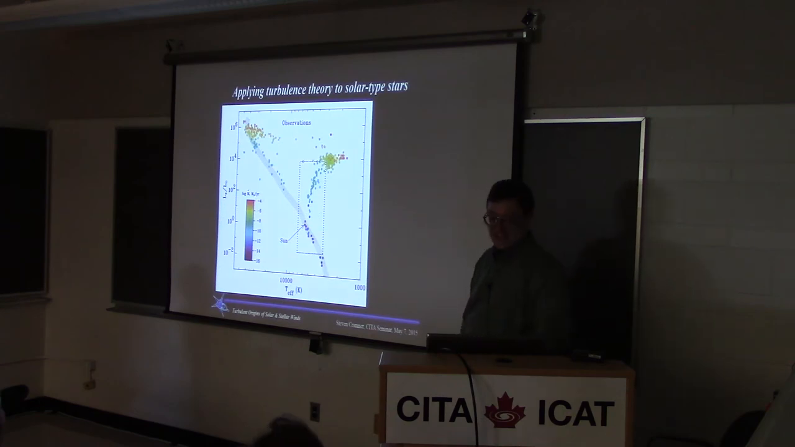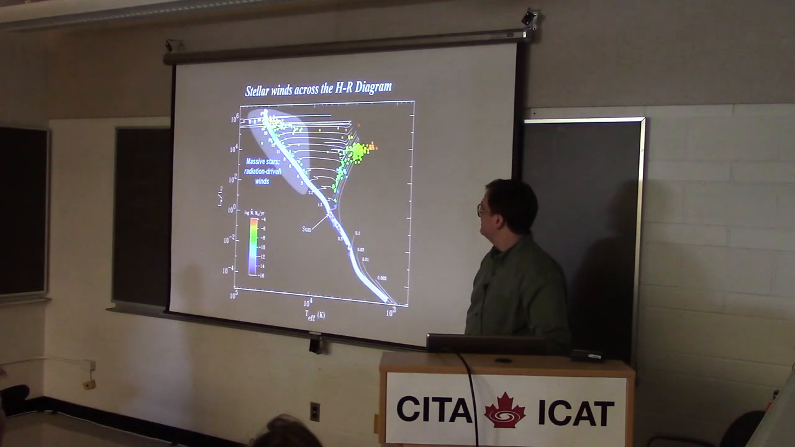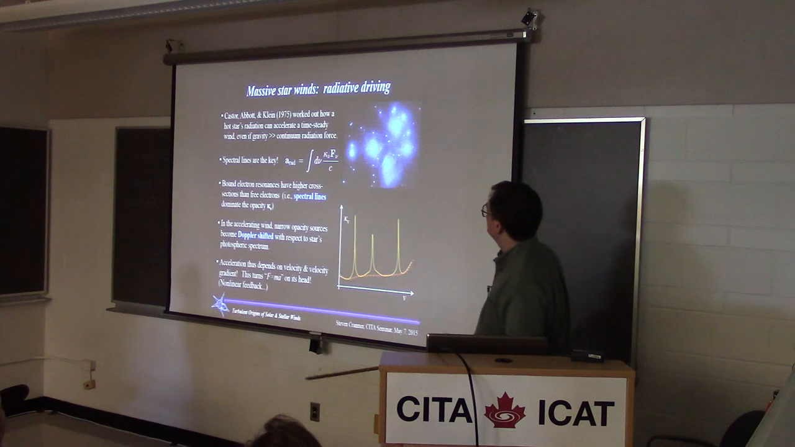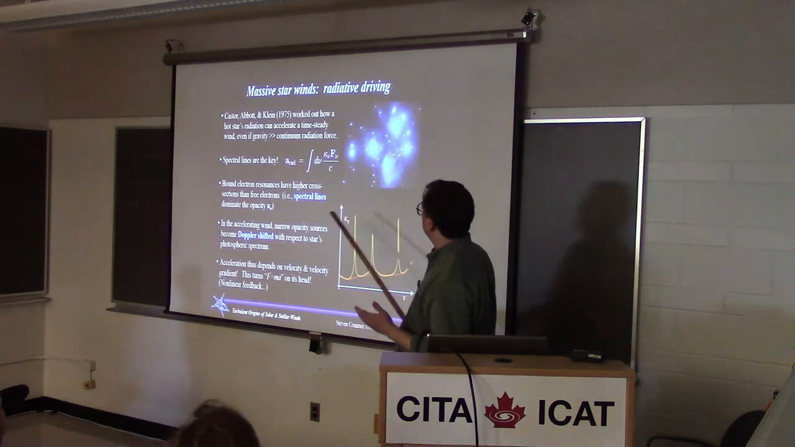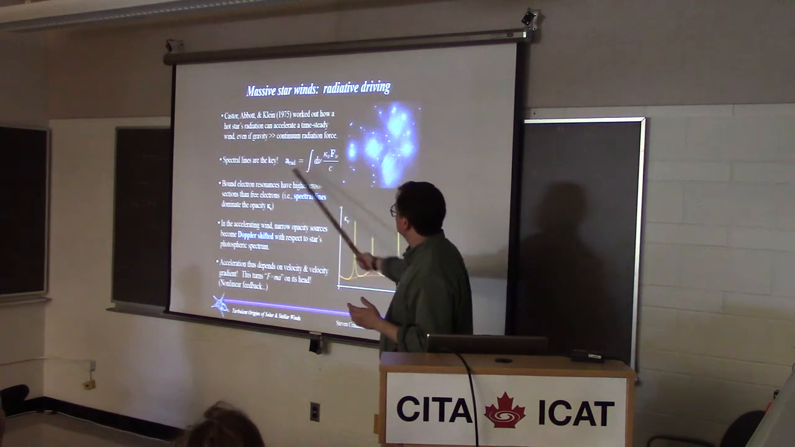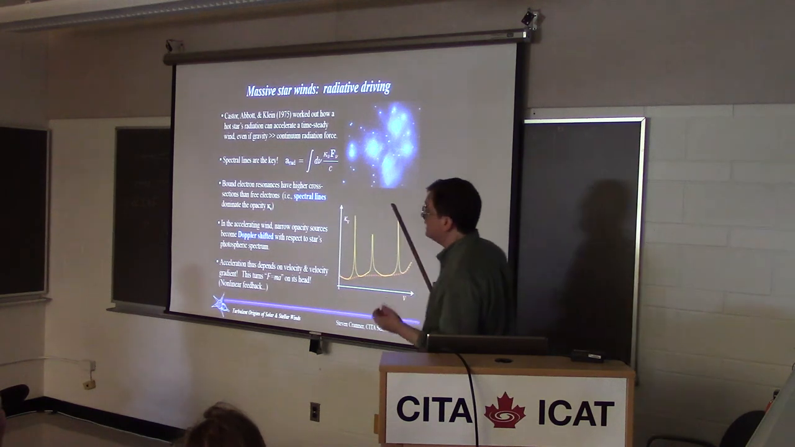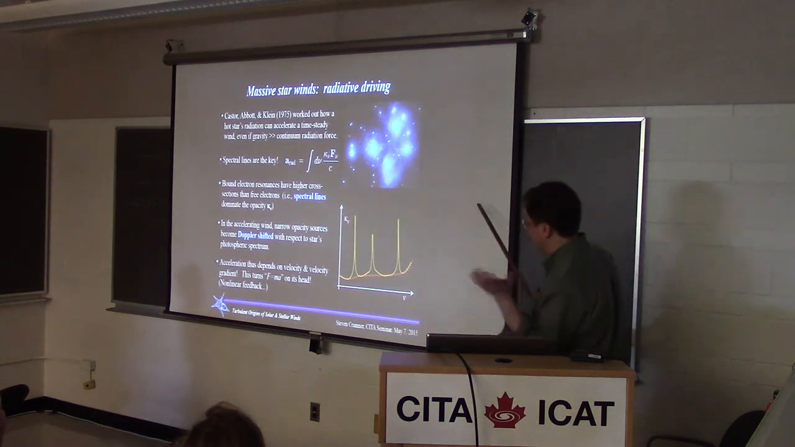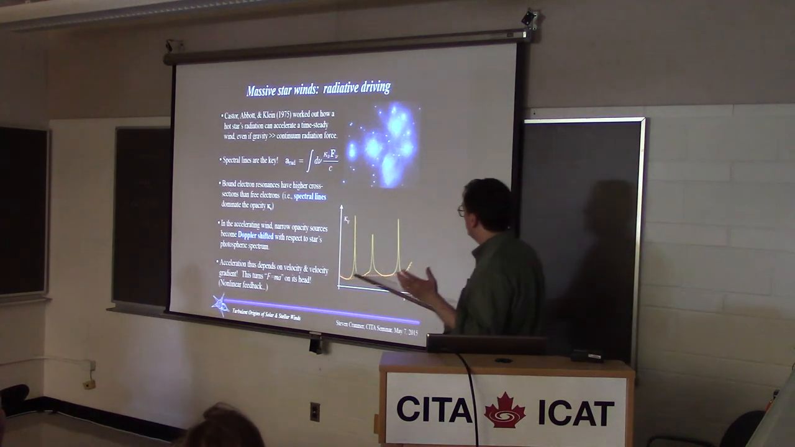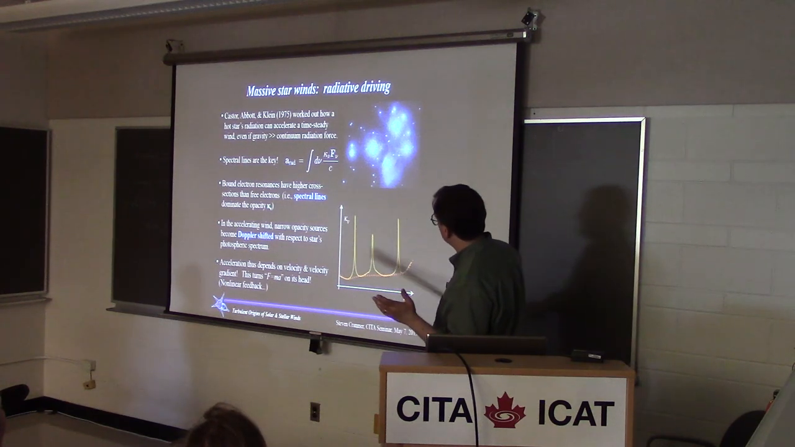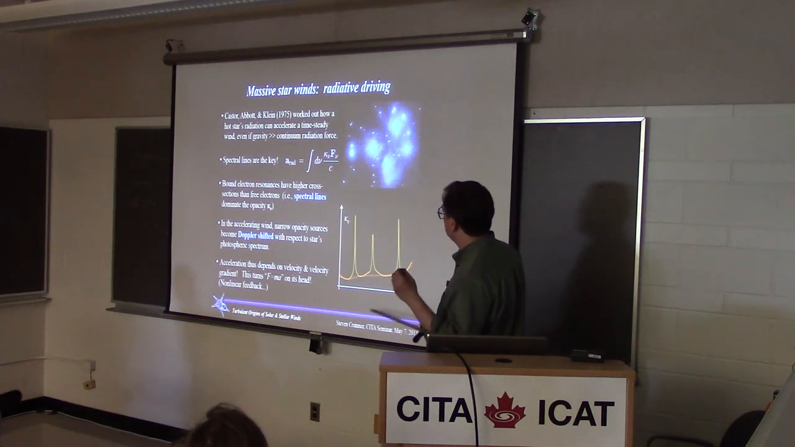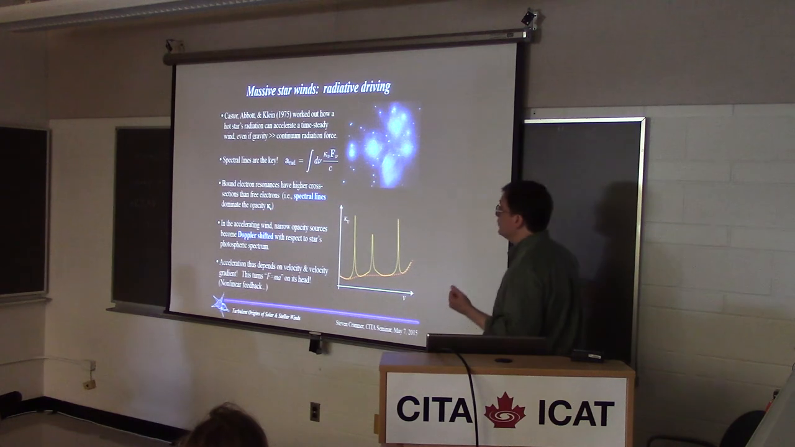Yes. Okay. I could just talk quickly about the massive stars. I mean, they're interesting because it turns out that for these hot stars, spectral lines due to ions are the key to accelerating winds. Again, apologies for switching topics here. But the opacity goes up very strongly in these spectral lines. And high opacity means you're capturing more of the photons, right?